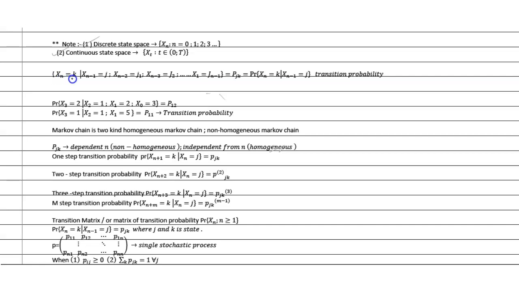Let Xn equal k, Xn-1 equal j, Xn-2 equal j1, Xn-3 equal j2, and X1 equal jn-1. So friends, we will take the last term and the second last term, that is, the last term is Xn and the second last term is Xn-1. We take these and the other portions are removed. So we can write pjk equals P(Xn = k given Xn-1 = j). This is the transition probability of the Markov chain.